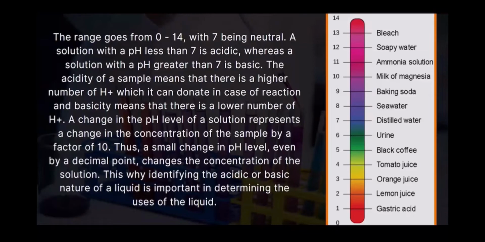A change in the pH level of a solution represents a change in the concentration of the sample by a factor of 10. Thus, a small change in pH level, even by a decimal point, changes the concentration of the solution. This is why identifying the acidic or basic nature of a liquid is important in determining the uses of the liquid.